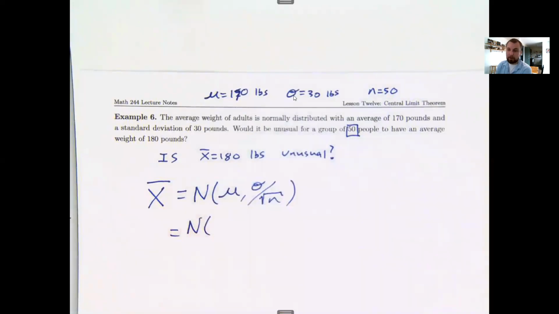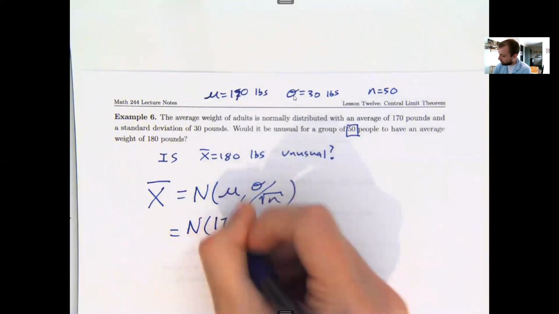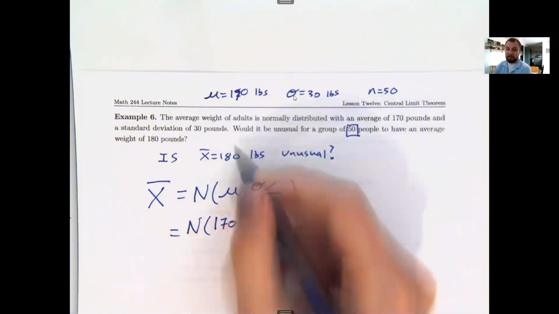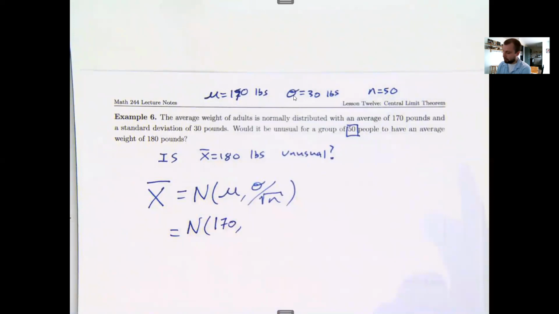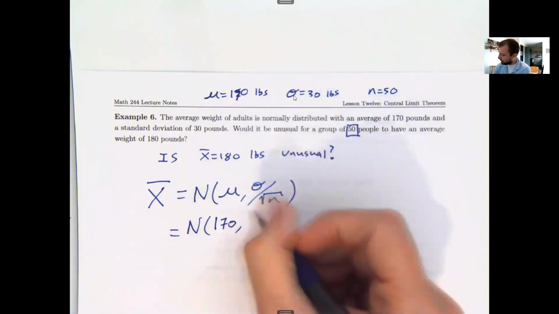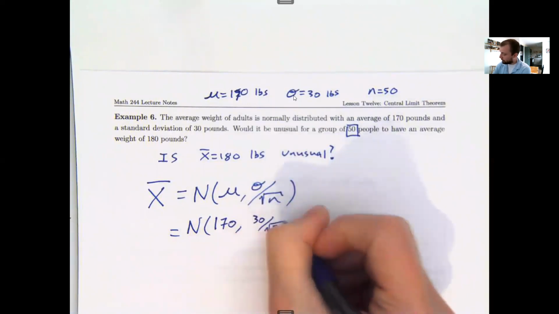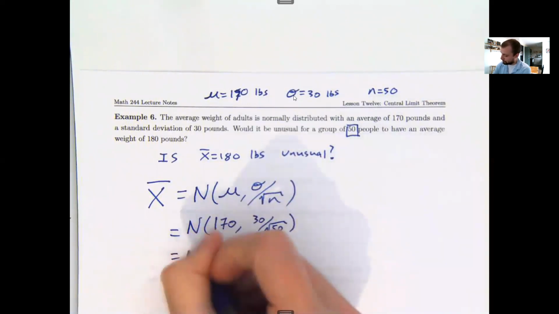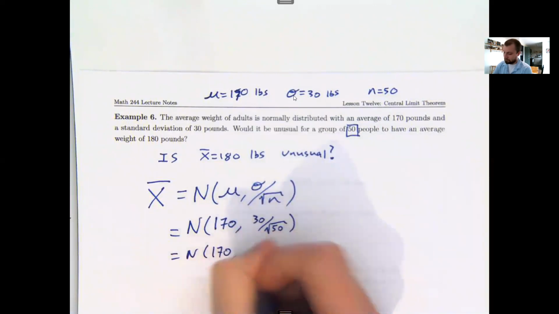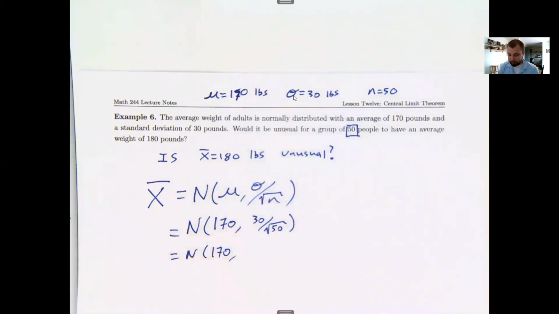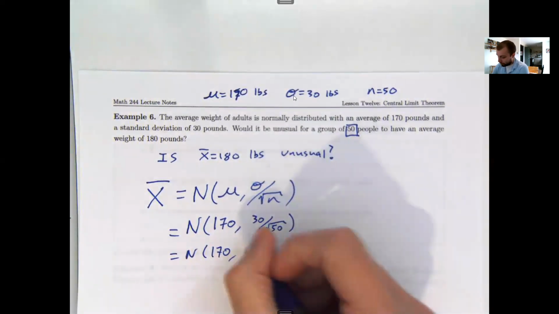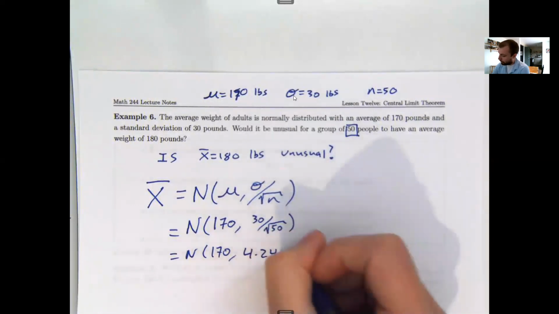N stands for normal. I don't plug anything in there. I'm told that the average weight should be 170 pounds. I'm off by 10 pounds. That doesn't seem like I'm off by that much. My standard deviation is 30. And I'm looking at a sample size of 50. It varies by 30 for one person, but if I'm looking at 50 people, it varies considerably less. This is 4.243 or so.